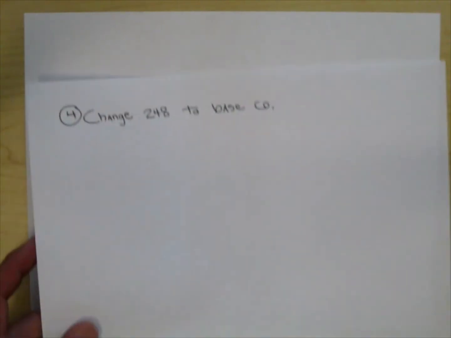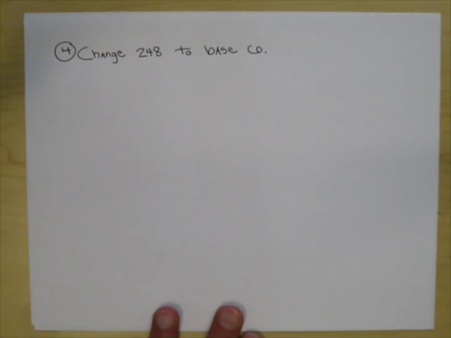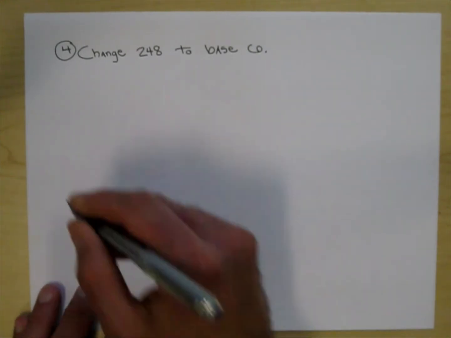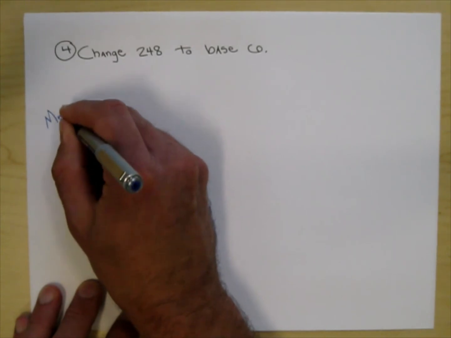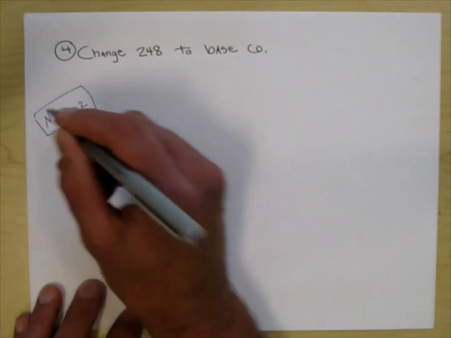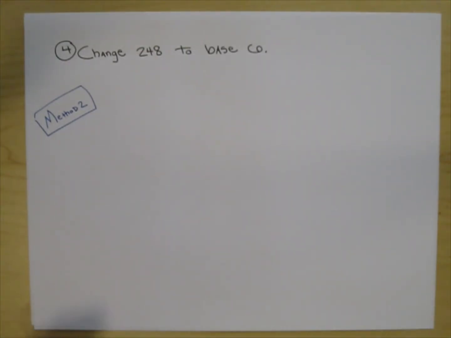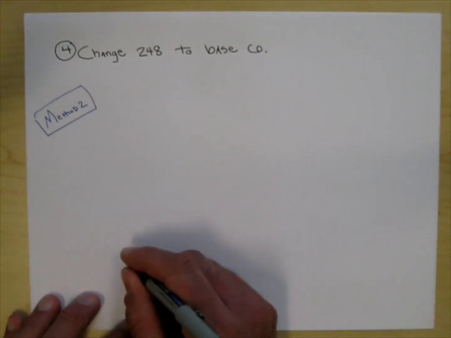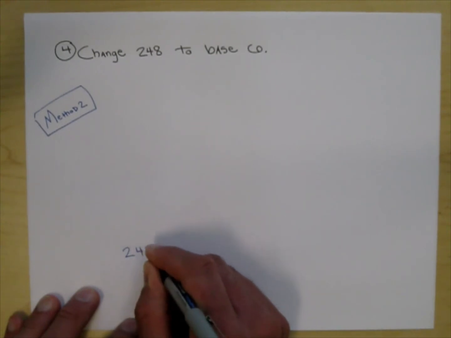Let's do a few more of these problems. Problem number 4. Change 248 to base 6. I'm actually going to go method 2 first. So maybe you're pausing the video to see if you can do this problem. Choose your method. 6 into 248.